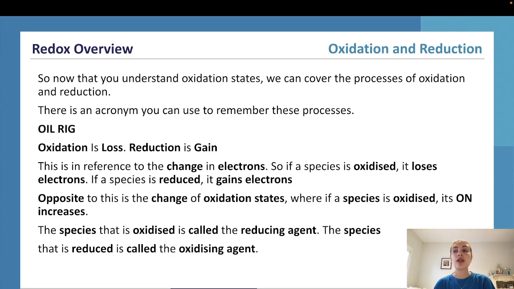So these reactions are dependent on each other. You can't have an oxidation without a reduction, and you can't have a reduction without an oxidation. They work hand in hand, because you need one in order for the other to occur. As I previously said, you can't lose electrons to nowhere. They have to be given to another species. Same with, you can't just gain electrons from anywhere. They have to actually be taken from somewhere else.